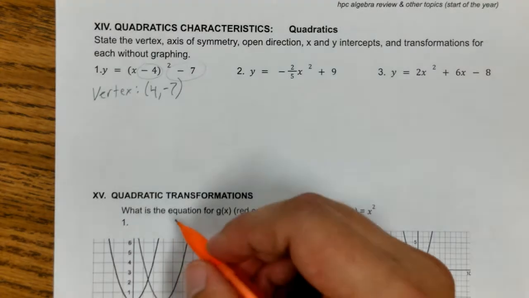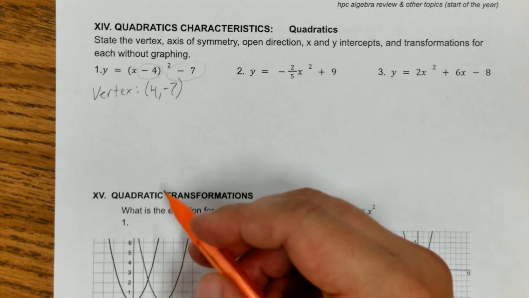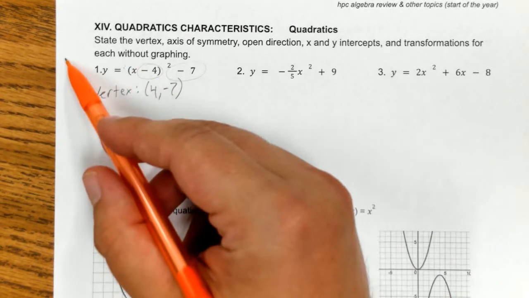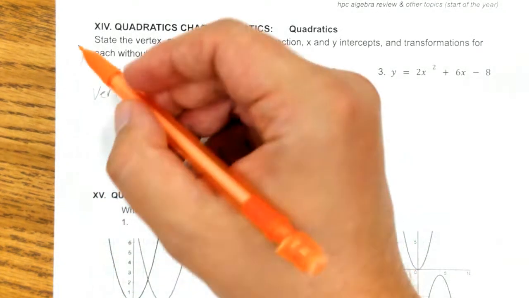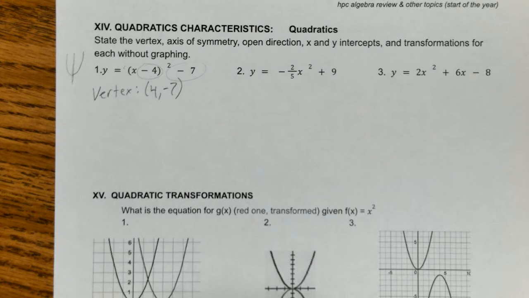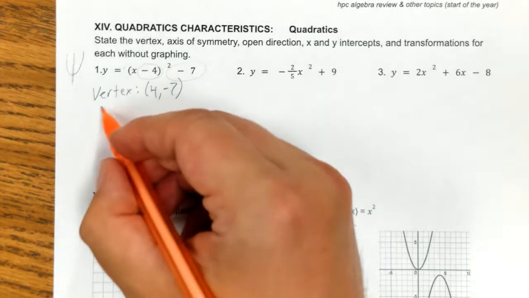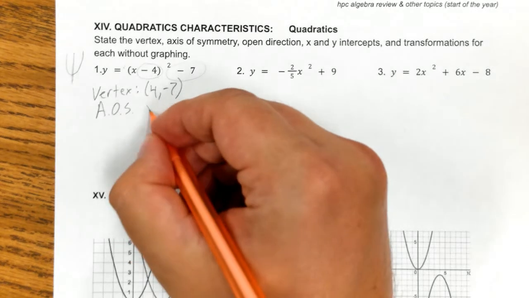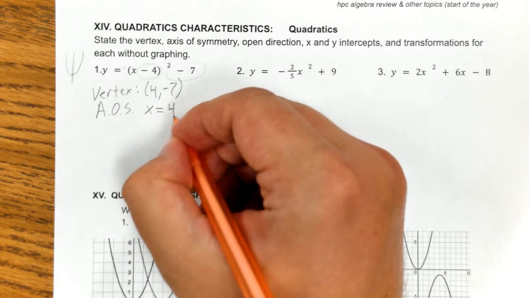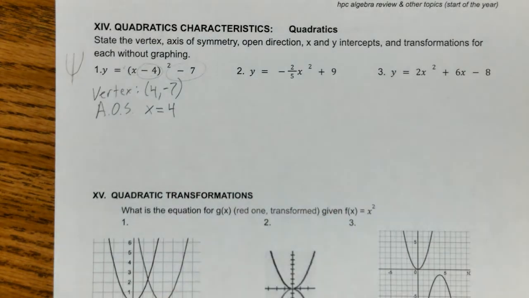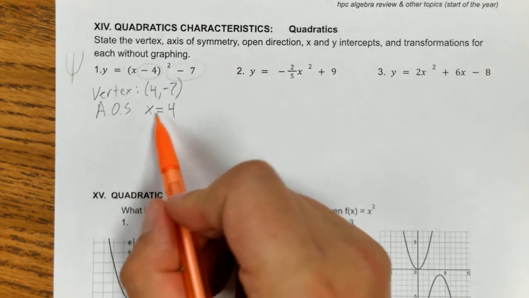And then our axis of symmetry, if I'm envisioning this is positive, so I know that it's going to open up. And that axis of symmetry is the line that goes through and cuts that parabola in half. So my axis of symmetry is going to be the line x equals 4. Hint, it's also what makes that equal to 0. And we'll be using something similar to that later.